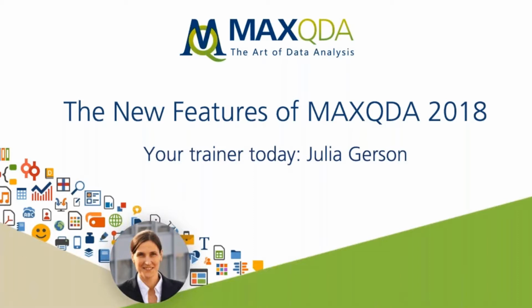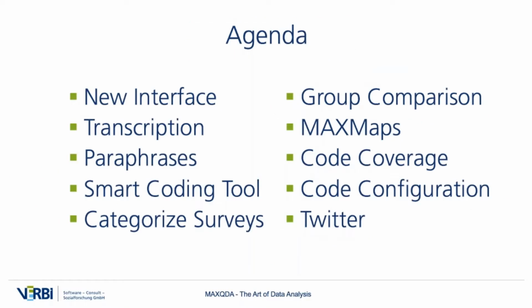And here's what's on the agenda today: to tell you about all of these quite large improvements in many cases, or completely new analytical tools that we were able to integrate into this new version. We'll start with the interface. There's also transcription changes, the whole paraphrase tool, smart coding, categorizing survey answers, group comparisons, the new MAX maps, code coverage and configurations, and also the new Twitter analysis interface.